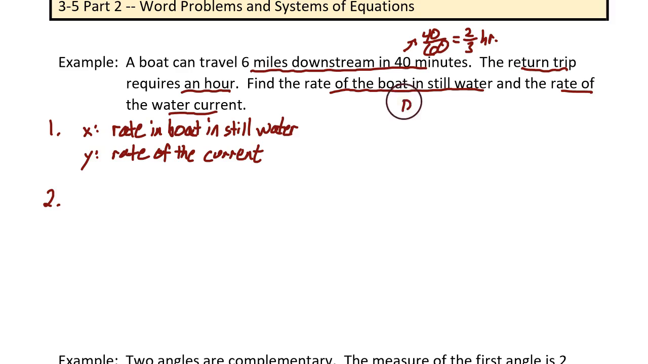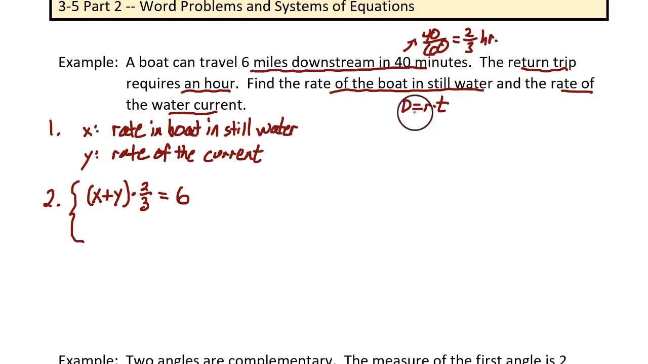Next, remember the formula distance equals rate times time? We will use that to help us make our system. The overall speed of the boat when it's traveling downstream is equal to the speed of the boat in still water plus the rate of the water current. That can be written as X plus Y. Then let's multiply by T to find distance. The time that the boat is moving downstream is 2/3 of an hour. And when we multiply the speed by that time, we get distance, which is 6 miles. Here's the first equation in our system.